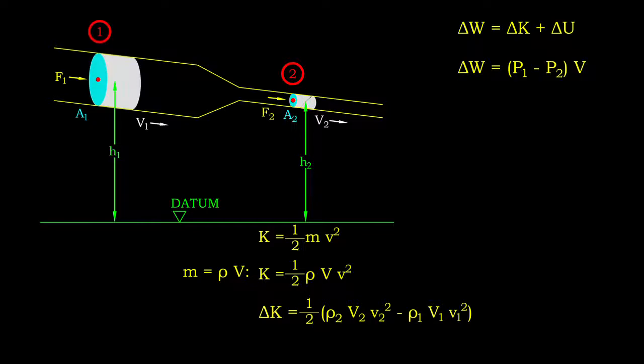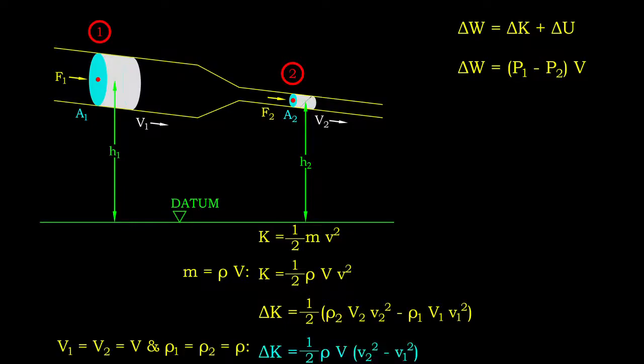We can convert the expression knowing the mass is the product of density and volume. Again, the volume remains the same at both points, and the density shall be the same throughout the fluid. Therefore, we have a simplified expression for kinetic energy.